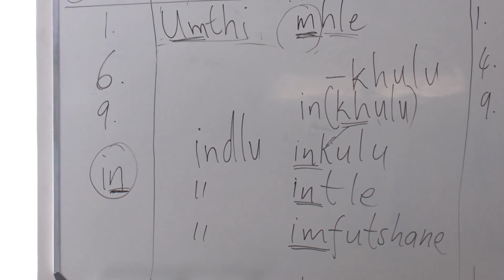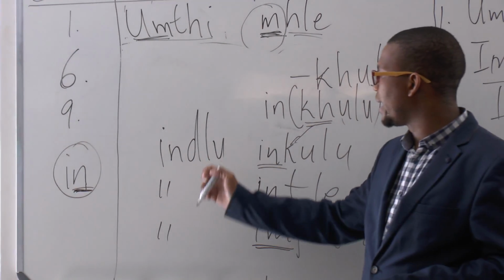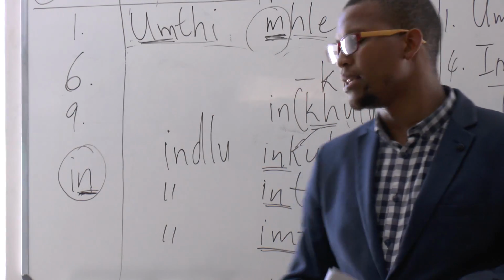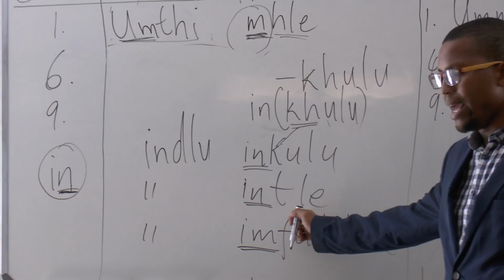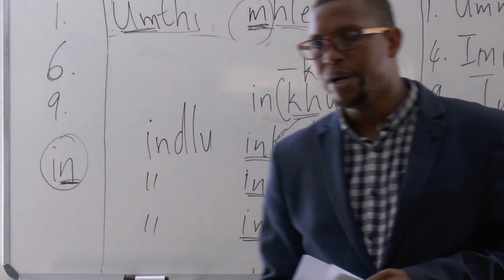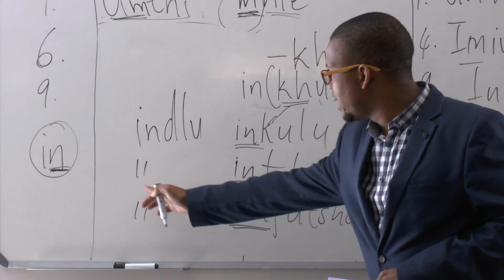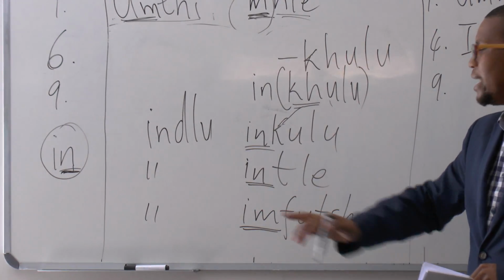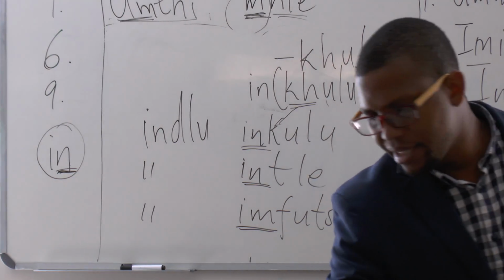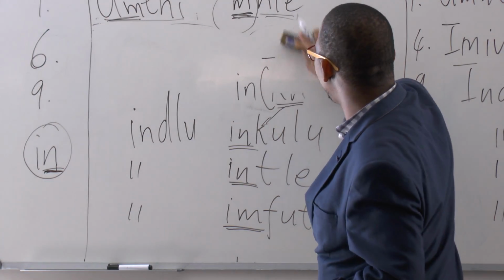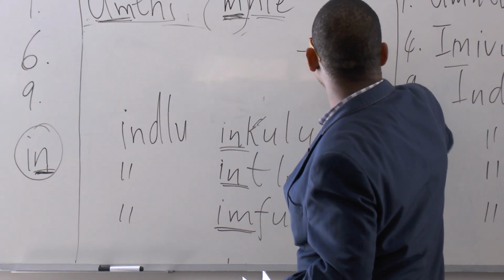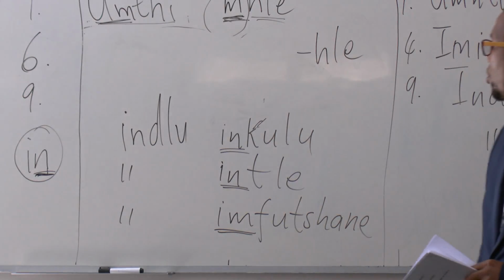Another example under class 9 again. We are still doing the house. Indlu is. Now I want to say the house is beautiful. Indlu inhle. As you can see here. In this case, our adjective stem is hle. Indlu inhle.